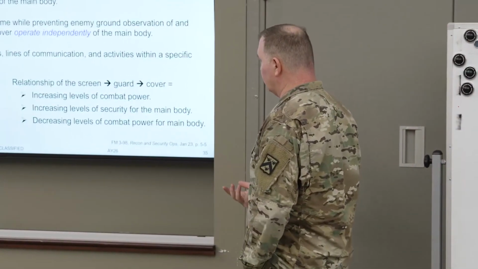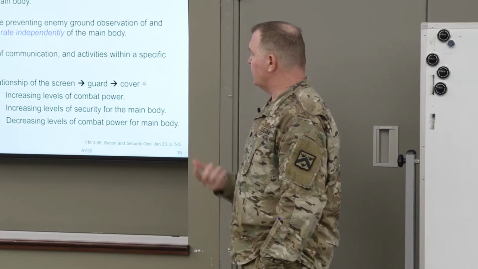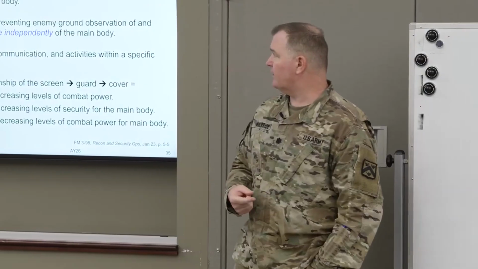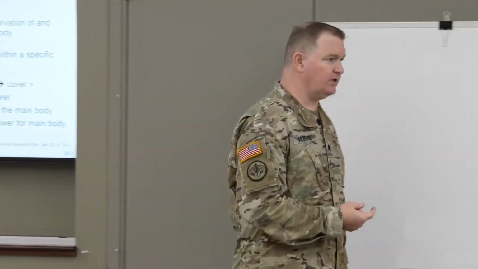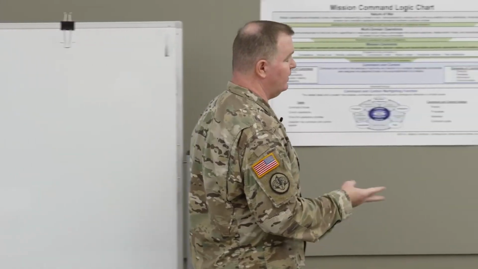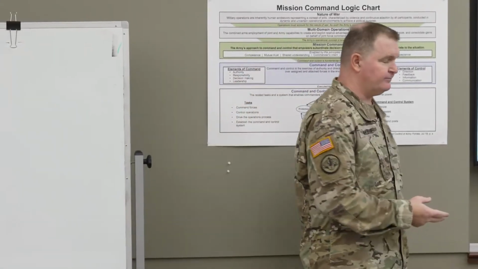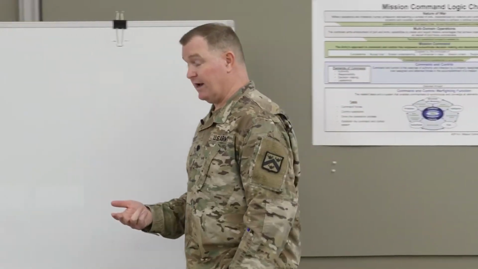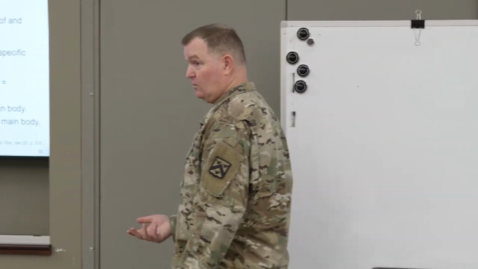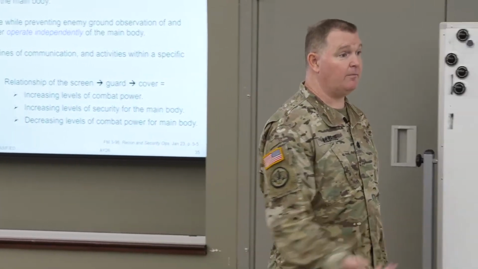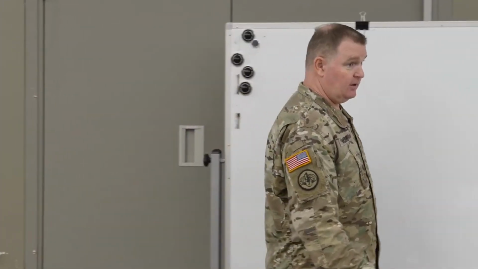Protects the main body, that's who it's oriented on. Time preventing ground observation and direct fire. So no ground observation or direct fire. What does that mean the main body can receive? Indirect fire. So you're not so far out that you're going to deny indirect fire, and you're also reliant on that higher headquarters to provide you with that indirect fire. So you cannot operate independently in a guard.